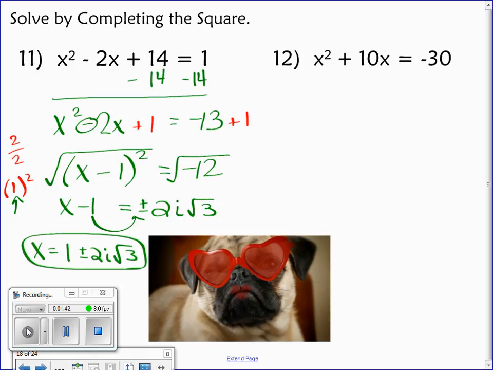Doing all right? You guys are hard to read this morning. All right, number 12. Wait, I don't have to move anything? No, this one started out with x's on one side and c on the other. So we'll start right in with our b value, 10 divided by 2, which is 5. And then we square it: 25.